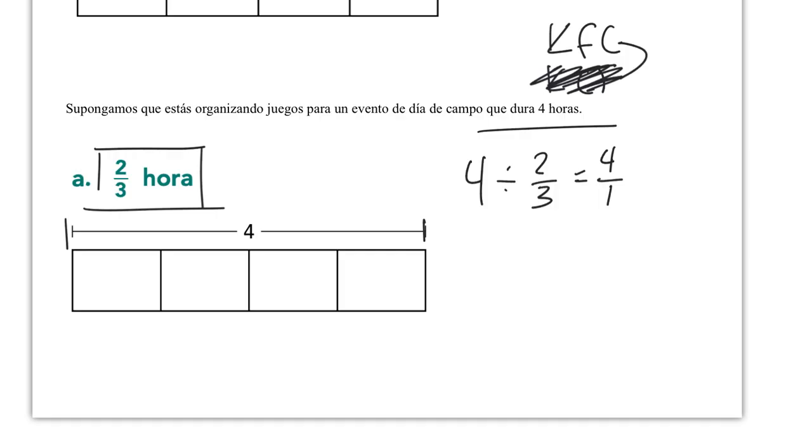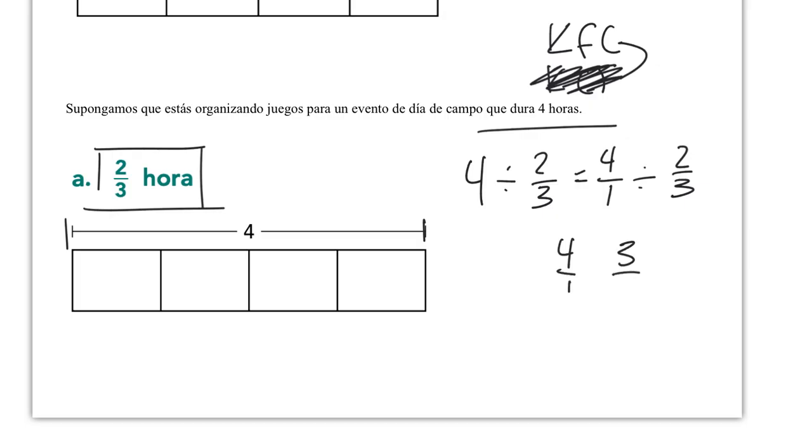Okay, now I'm just rewriting everything. I haven't even started using KFC. I'm just rewriting everything. I'm rewriting the 4 so it looks like a fraction, so divided by 2/3, right? That's what I got right there. Now I'm going to go ahead and do the KFC. So keep the first one. I'm going to flip the second one.